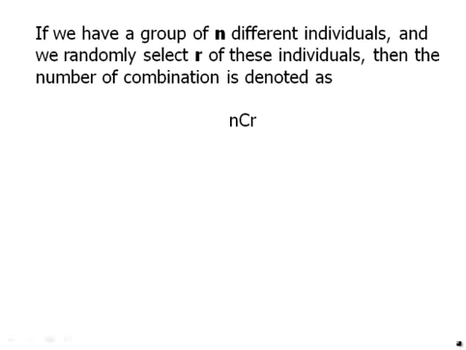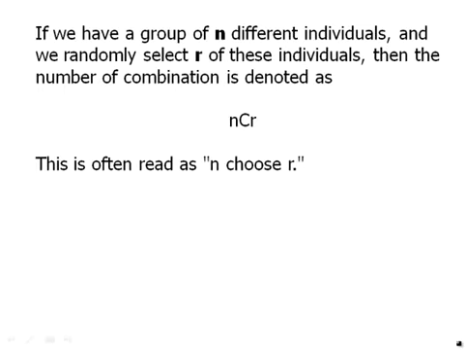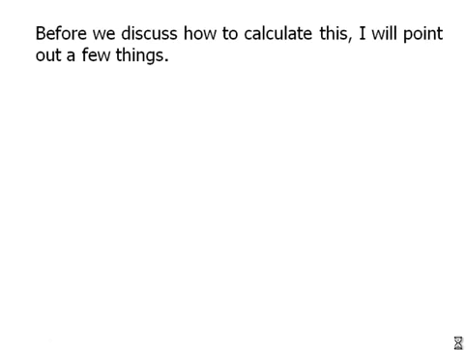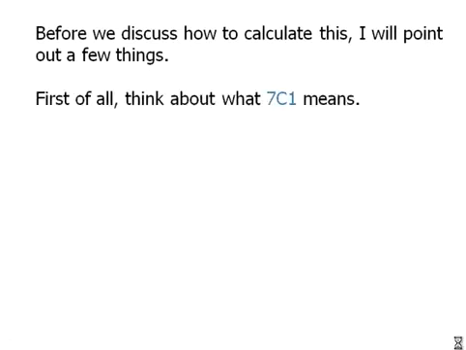If we have a group of n different individuals and we randomly select R of these individuals, then the number of combinations is denoted with this notation. We read this as n choose R. Okay, so we have a pool of n and we're choosing R. For example, 8 choose 3 would be the number of different 3-person combinations we could select from a pool of 8 people. Before we discuss how to calculate this, I will point out a few things.